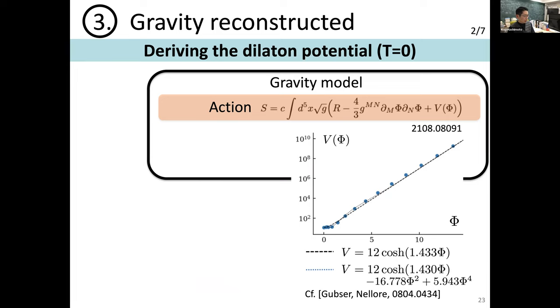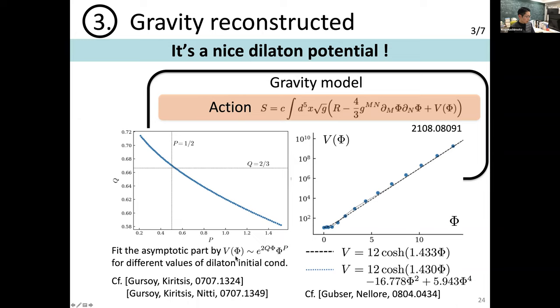And let me evaluate also this exponential part. So look at this axis. This is a log plot. So this linear looking line is an exponential function, which is hyperbolic cosine. And I fit this part in the following way. So the fitting function I suppose this time is this. This was proposed in improved holographic QCD model, where P and Q are some numerical numbers. And this is the fitting result of our dilaton potential with different values of the dilaton initial condition.